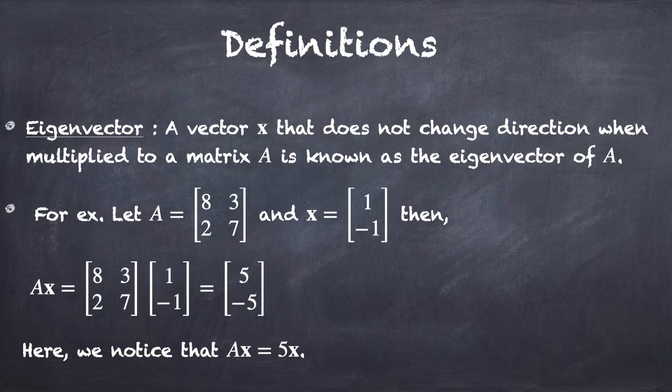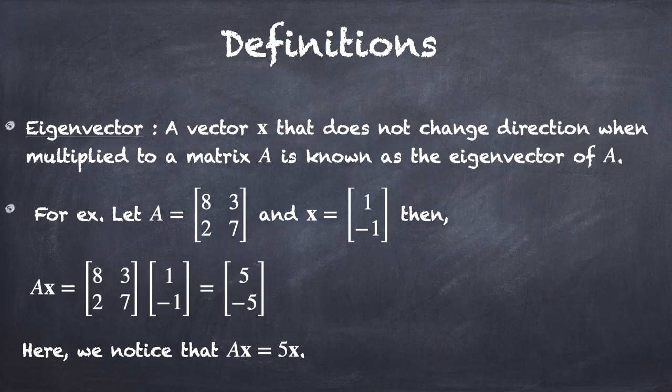So let's take an example, for instance. So we have a matrix A which has the elements 8, 3, 2, and 7, and we have a vector x which is 1 and -1. All right. So we multiply those two, the matrix A with the vector x, and we see that we get 5 and -5 as another vector.